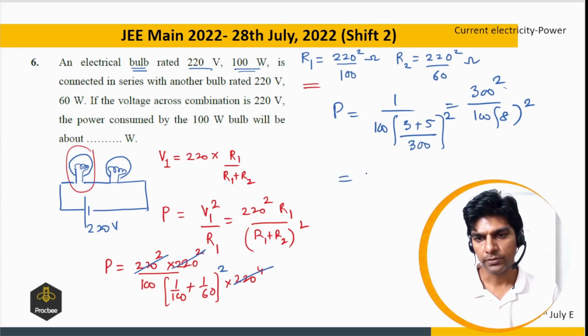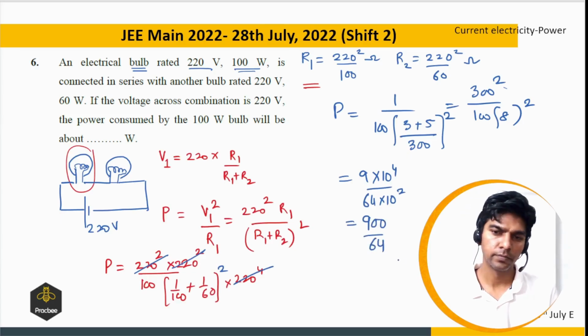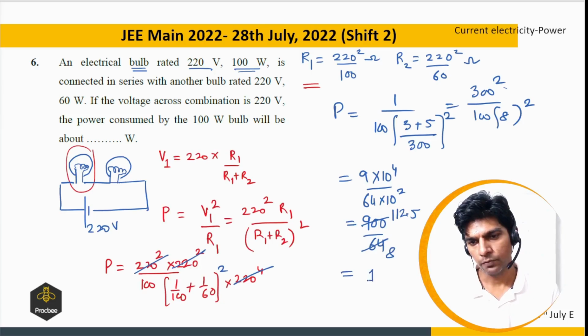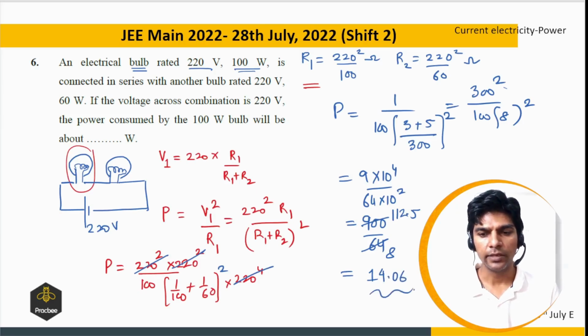So let us simplify this. So 9 into 10 raised to power 4 divided by 64 into 10 raised to power 2. So which comes out to be 900 upon 64. So this will be 8, and this comes out to be 1, and then 1, 2.5. So this will be 14.06. So the answer will be close to 14 watt because it's an integer type question, so it is 14.